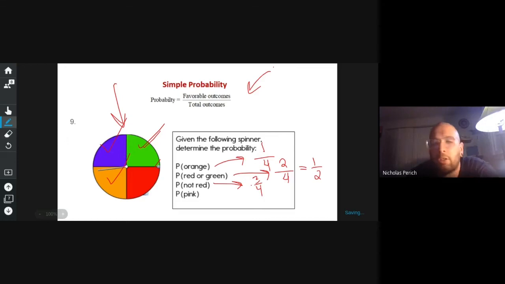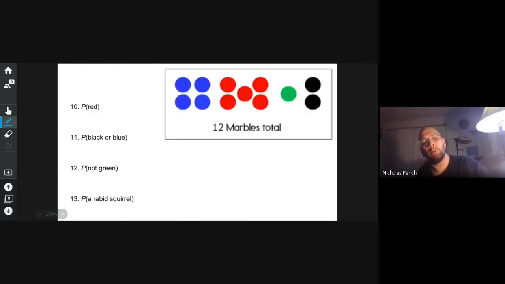All right, how many of these are pink? None of them are pink. So the possibility of getting a pink is a big fat 0. Simple probability.